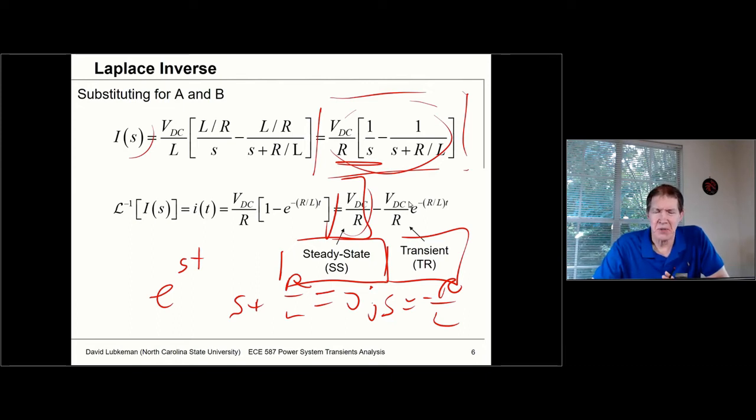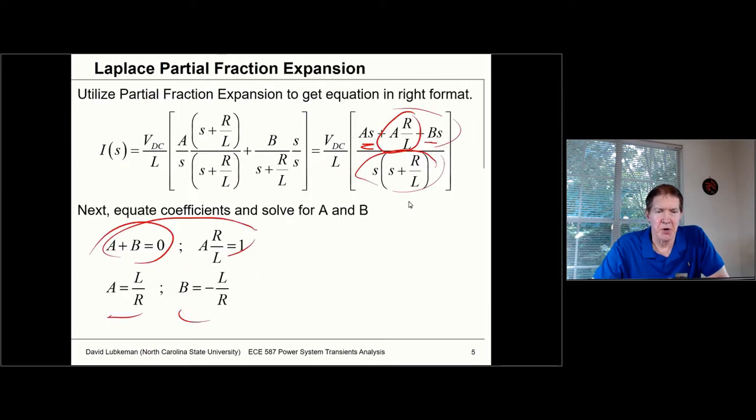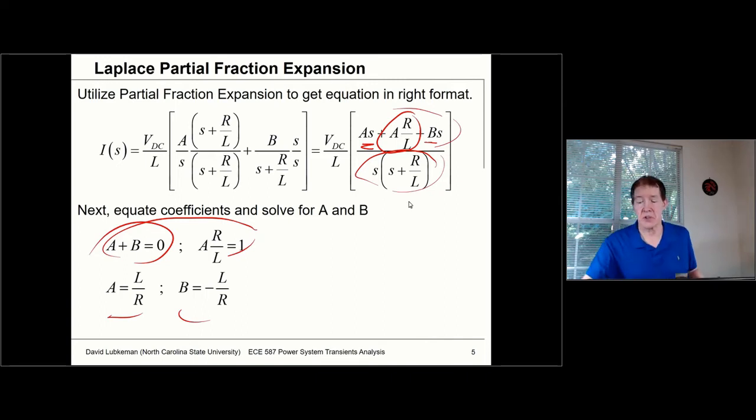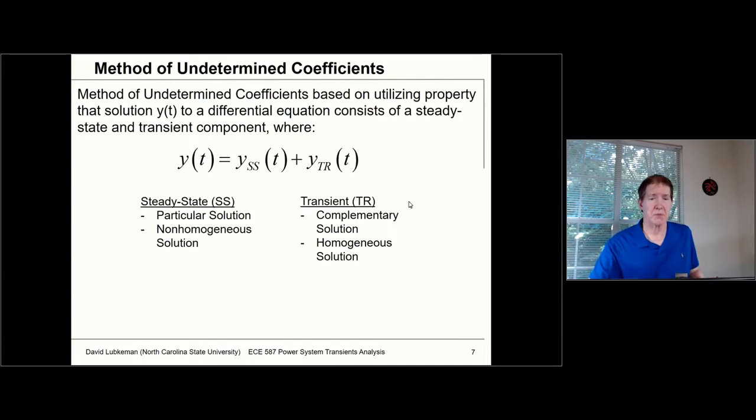The reason I don't really like this approach, though you could use it on your homeworks and exams if you want, is that you have to use this method of partial fraction expansion. And when working with sinusoidal forcing functions, like we do with 50 or 60 hertz, this gets kind of awkward because the terms are associated with sinusoids. So I find it a lot easier to use this next method, which is the method of undetermined coefficients.